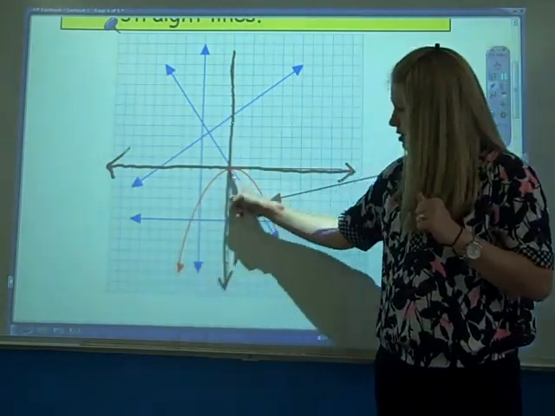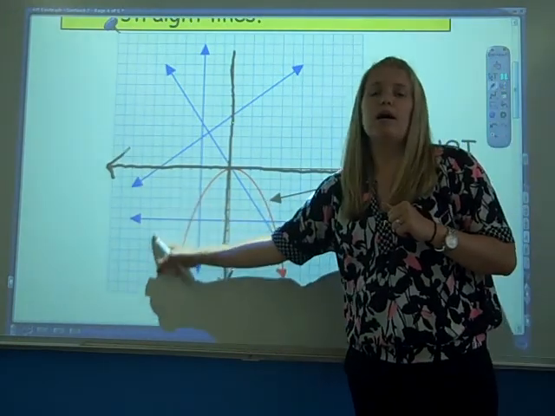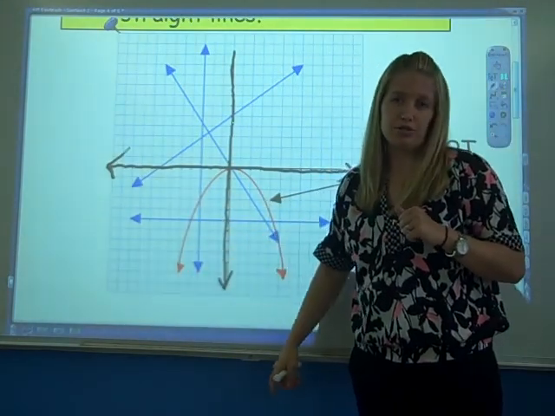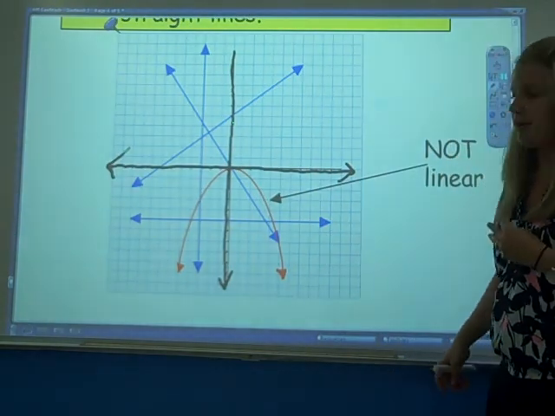Notice the red. This is actually called a parabola. That is not a linear equation, okay? That will graph something that you'll learn about in algebra.